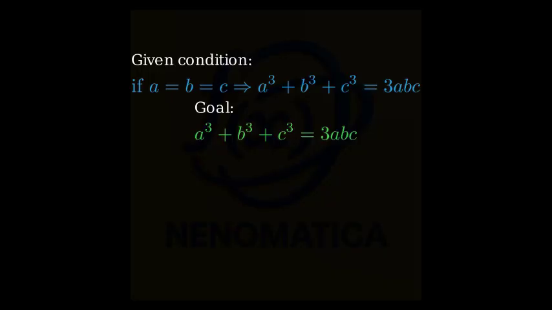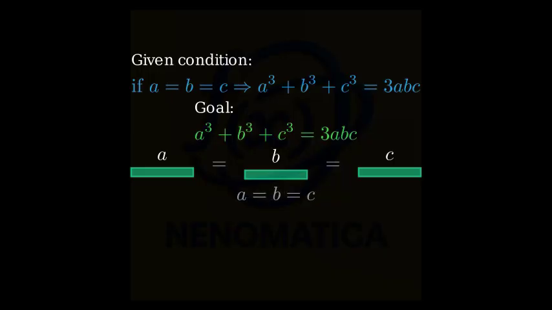First, let's build an intuition for a equals b equals c. Think of three equal lengths labeled a, b, and c. All three are equal, so we can write a equals b equals c.